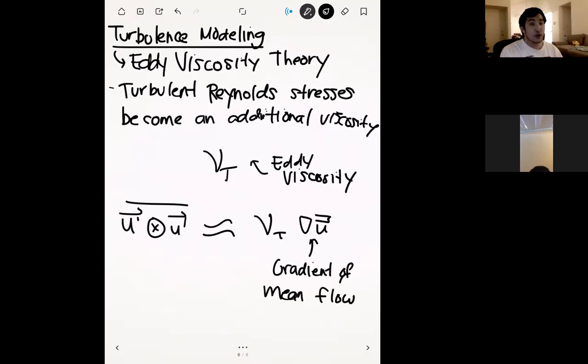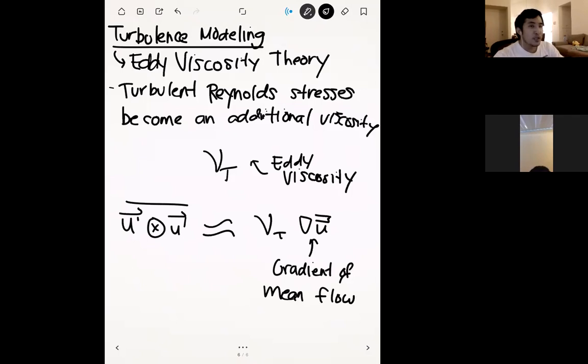Okay, and so this is really huge because, remember, we're not directly interested in solving for the turbulent fluctuations. What we're interested in instead is just the gradient, the behavior of the mean flow. Through this eddy viscosity theory, we have a relationship between the turbulent fluctuations, which we don't really care about, and something in our mean flow, which we do care about.